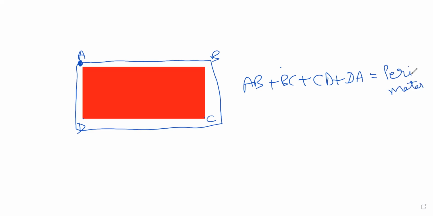So perimeter is nothing but the total distance around a closed figure. If it is a rectangle, then you have to go around the rectangle. Start from anywhere, no problem. You have to go around the rectangle fully. The total distance is called the perimeter.